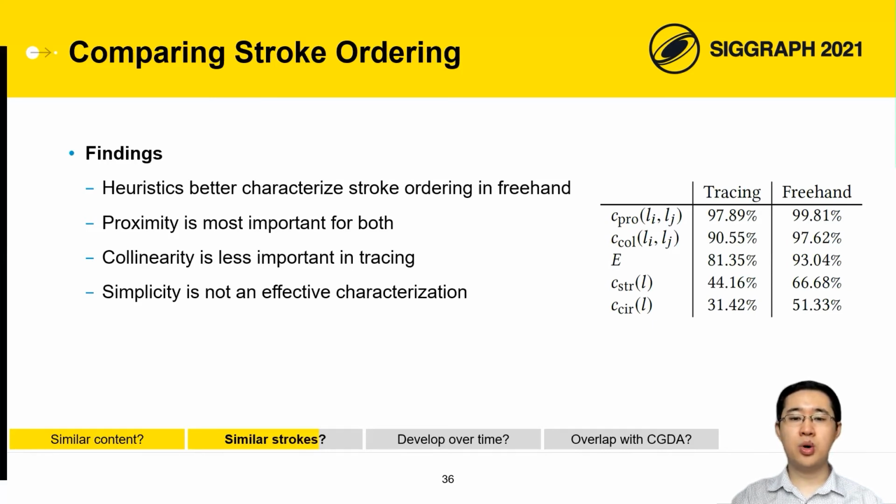Proximity is most important in both. Collinearity comes second and is less important in tracing. Simplicity is not as effective. People don't necessarily start with straight or constant curvature strokes.